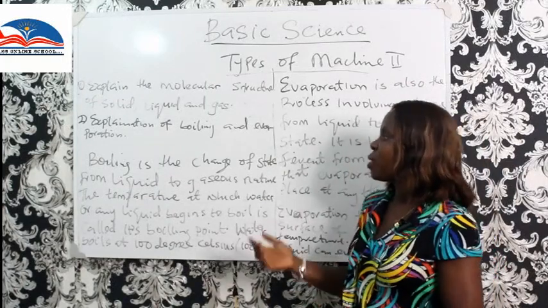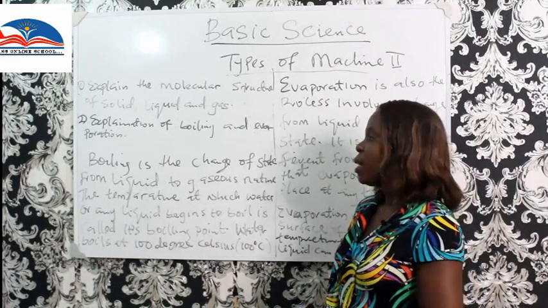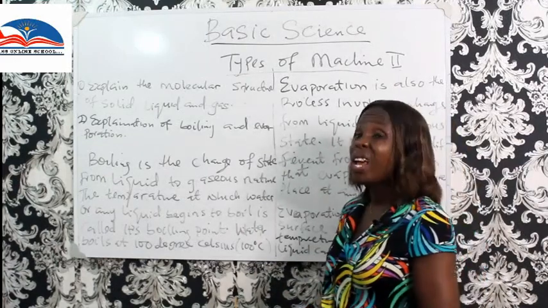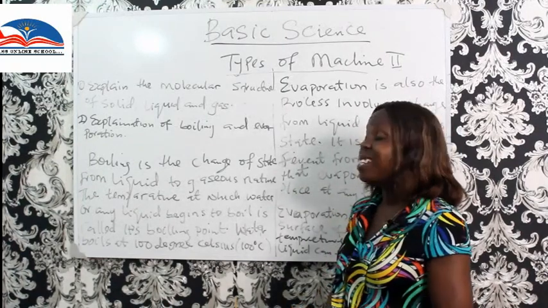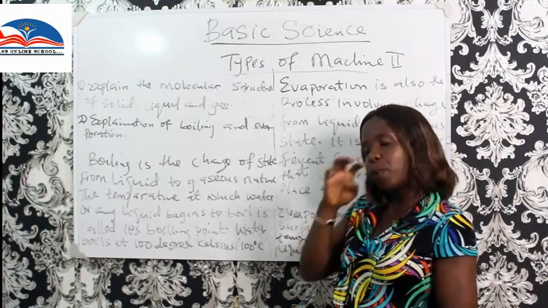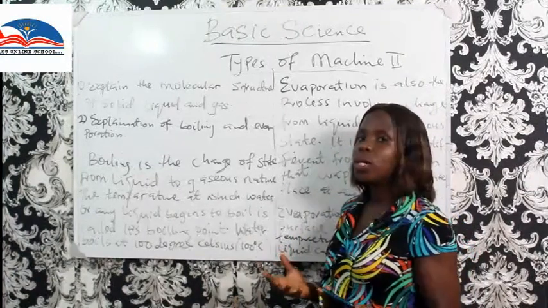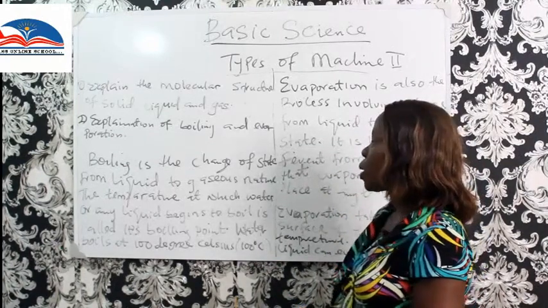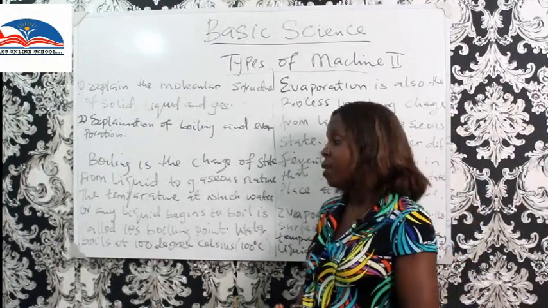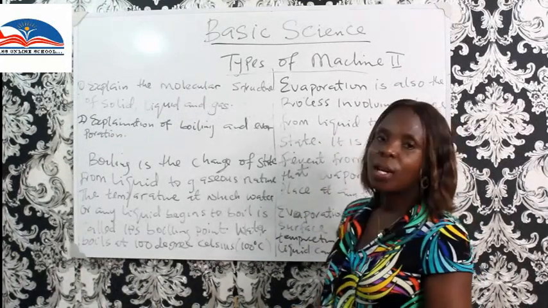Boiling is the change of state from liquid to a gaseous nature. The temperature at which water or any liquid begins to boil is called its boiling point. The point at which any liquid, whether water or any other liquid, can start boiling is called its boiling point. Water boils at 100 degrees Celsius. All right. But now let's look at evaporation.